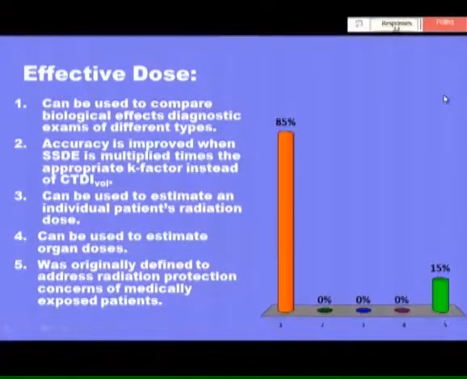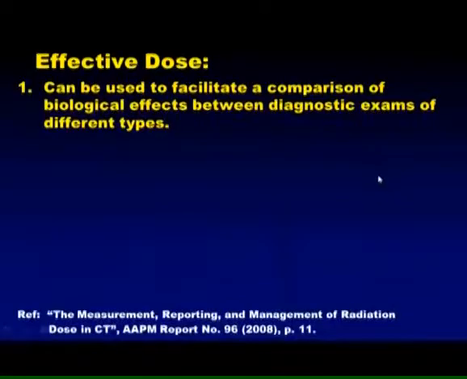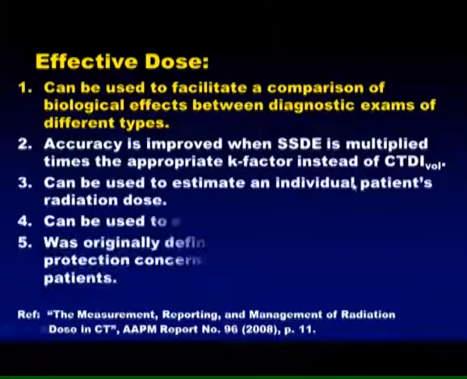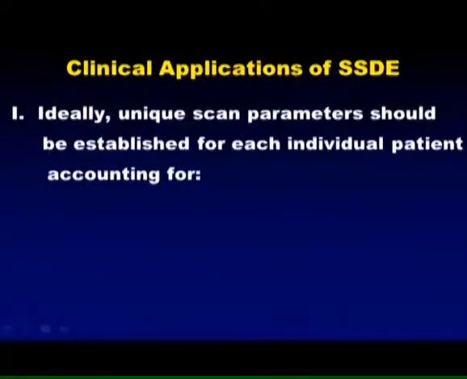Effective dose was originally defined to address radiation protection concerns of occupational workers only, not medical patients. So the number 5 is a distractor. The correct answer, which the majority of you got, was number one. It can be used to compare biological effects of diagnostic exams. Okay.